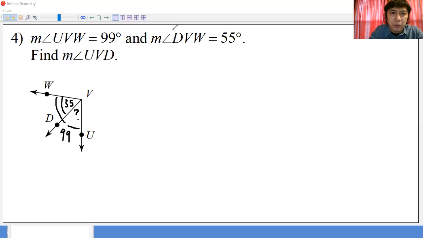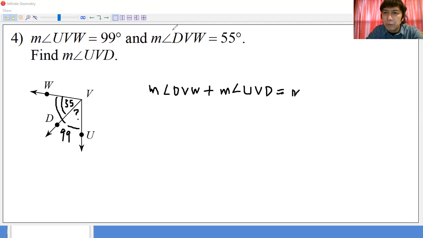Let's start with DVW. The measure of the angle DVW plus the measure of the angle UVD must be equal to the measure of the angle UVW, okay? We should know how to recognize the angle's name. There, okay? All right, let's put the numbers and solve for the unknown.